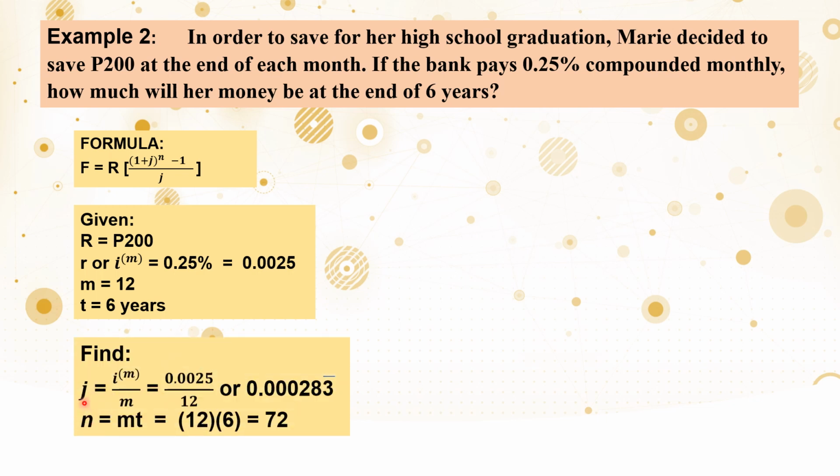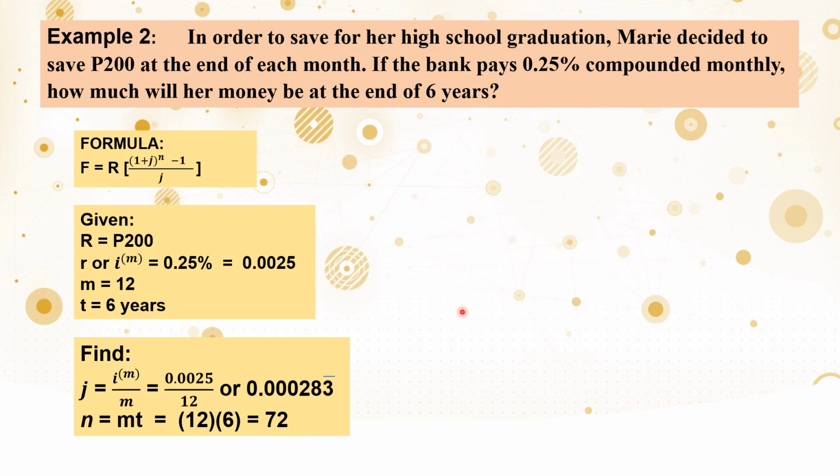So to find the value of J, just divide the rate over M. Our rate is 0.0025 divided by our M, which is 12. So dividing these two, we will get 0.000283. And to find N, just multiply M and T. So the value of M is 12 times the value of T, which is 6. 12 times 6 is equal to 72.